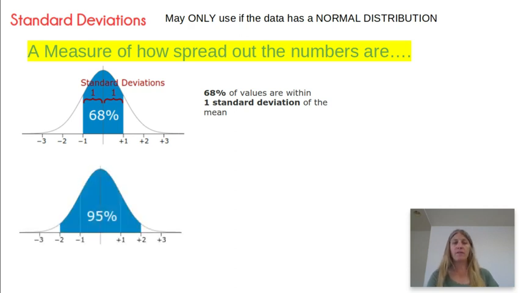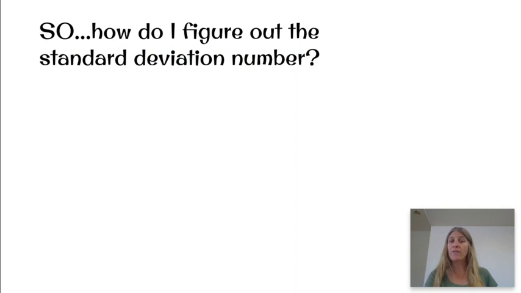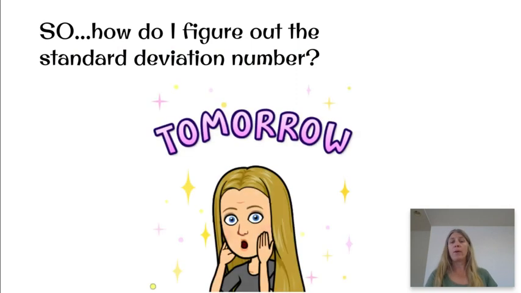Now, two standard deviations take up 95% of the data. So 95% of the numbers are going to be under this portion of the bell curve. And lastly, if we go out 3 standard deviations either way, 99.7% of the data is going to fall within these ranges. So that's what we're looking at when we're talking about standard deviation. So how do I figure that out? Once again, we're going to work on that and learn that tomorrow.